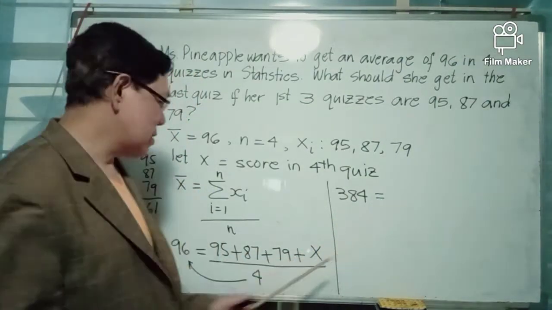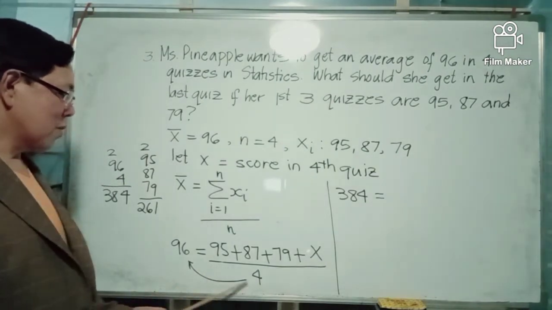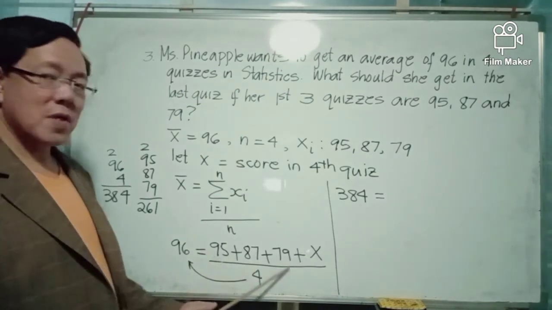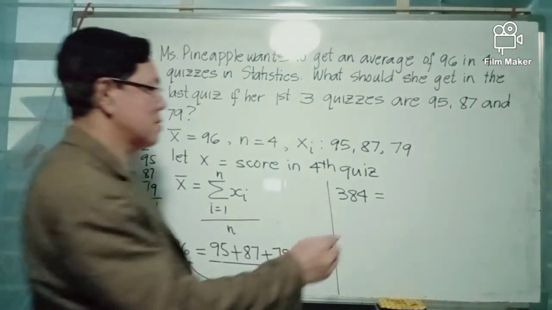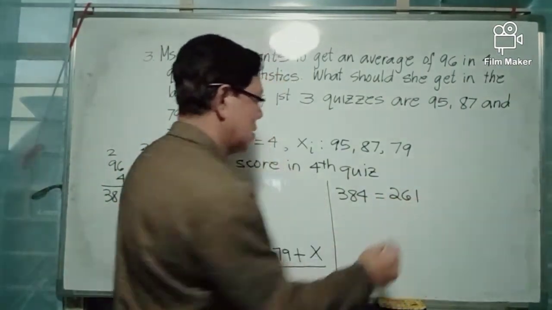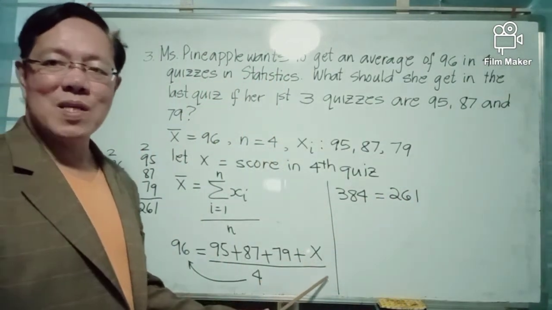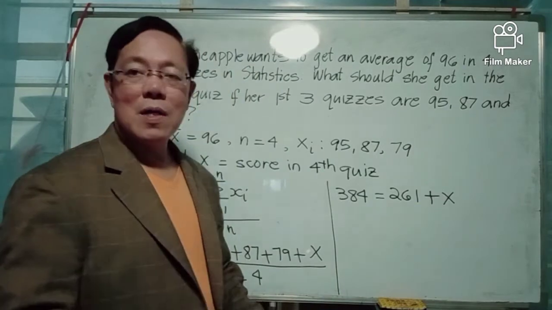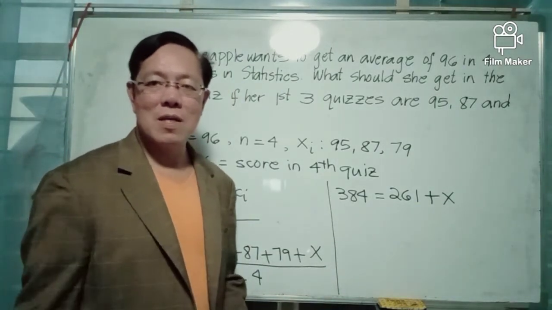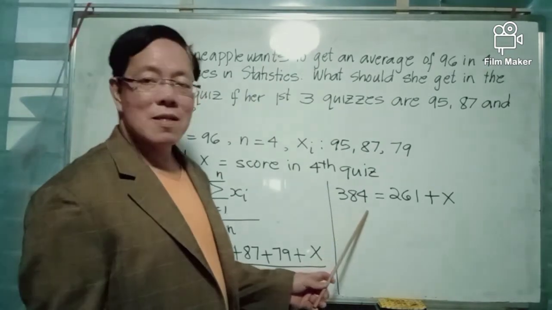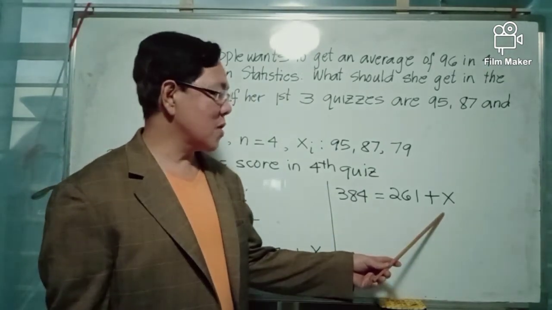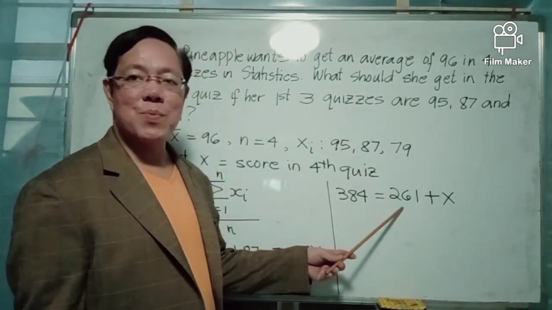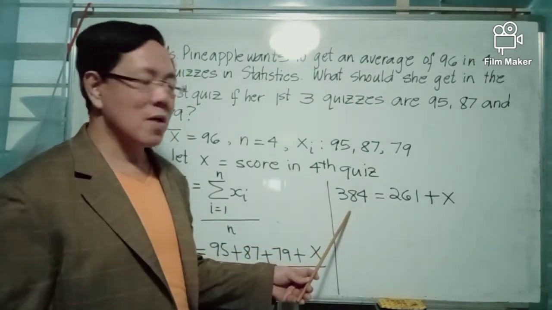So 384 is equal to 96, 4 multiplied by 96 equals 384. Equals, the sum of the first 3 quizzes is 261 plus the last quiz x. Now from your algebra in your senior high school, this is an example of a linear equation in one variable x. And we can solve for x by simply transposing 261 to the left side of the equation.